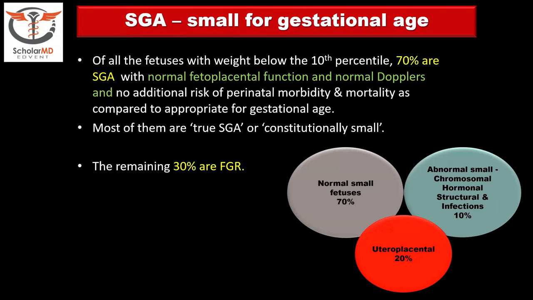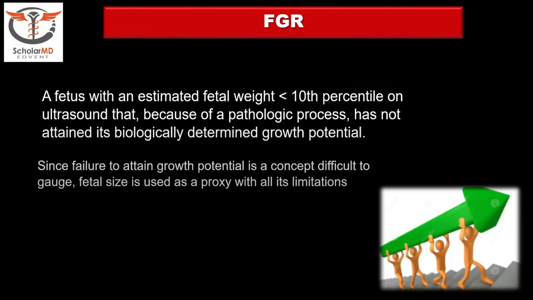Of all the fetuses with weight below the 10th centile, 70% are SGA babies with normal fetal-placental function and normal Dopplers and no additional risk of perinatal mortality or morbidity. Most of these are true SGAs or constitutionally small. The remaining 30% are FGR, and out of these 30%, 20% would have uteroplacental insufficiency, and 10% would be small because of some aneuploidy or structural abnormality or infections in the baby.